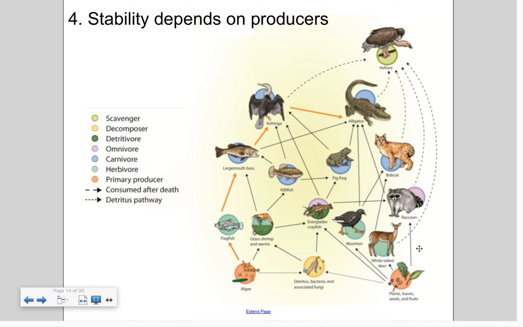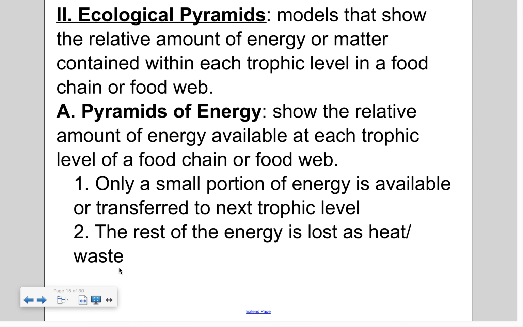But I could start over here and do another food chain. Plants and leaves, seeds and fruits. Maybe a deer to a bobcat to a vulture. Or a fruit to the raccoon, and the raccoon gets eaten by an alligator. I don't know where the heck we are at, but whatever. And then a vulture. But anyways, you can see that there are multiple food chains found within this food web. So you're just going to follow the arrows.